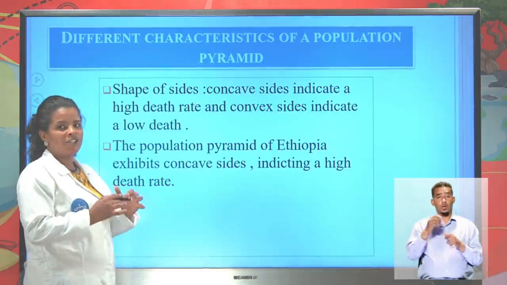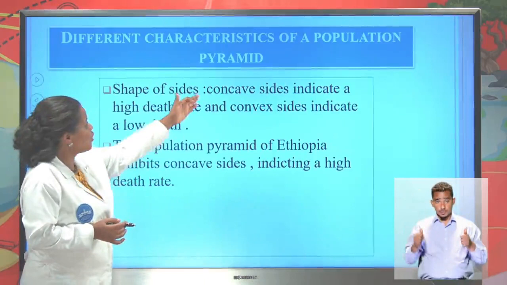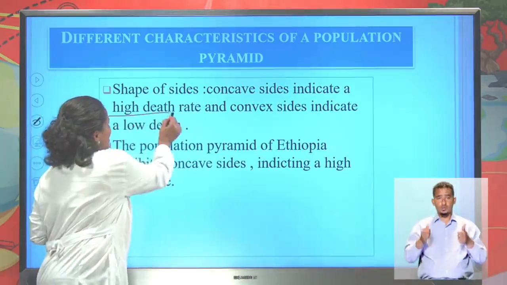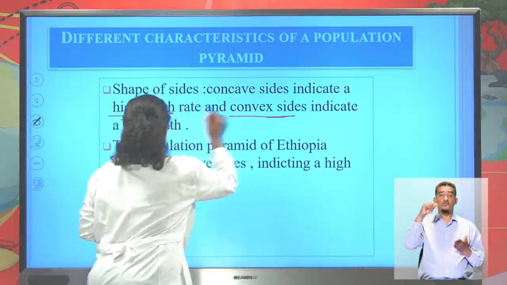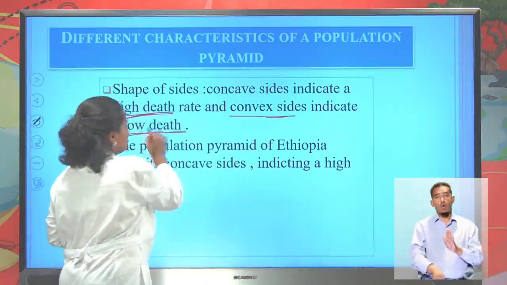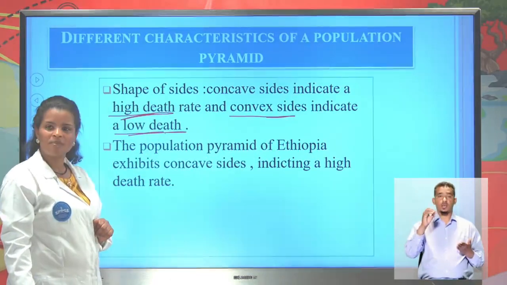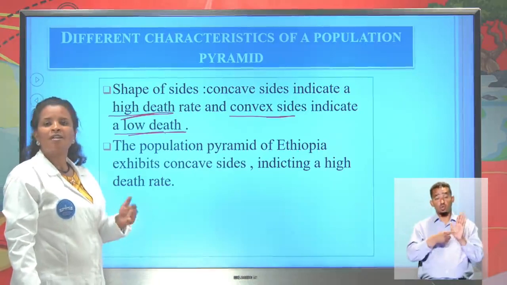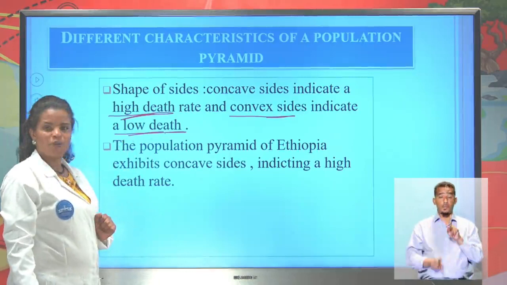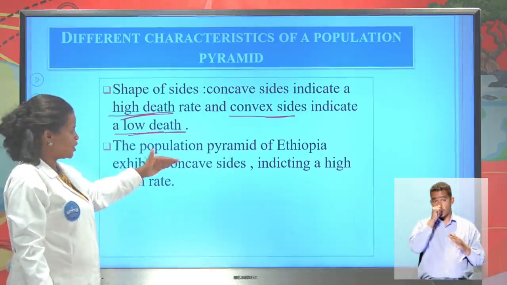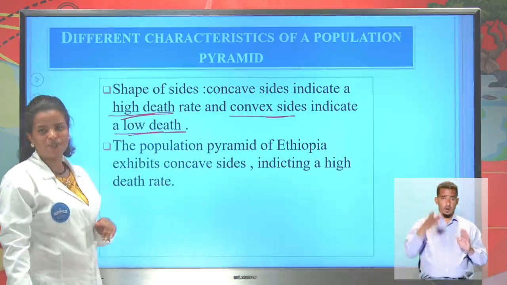It also has a shape, either concave or convex. The concave side indicates a high death rate. The convex side indicates a low death rate. So the concave and convex shape of the population pyramid shows the death rate. In the population pyramid of Ethiopia, the concave side indicates it has a high death rate.